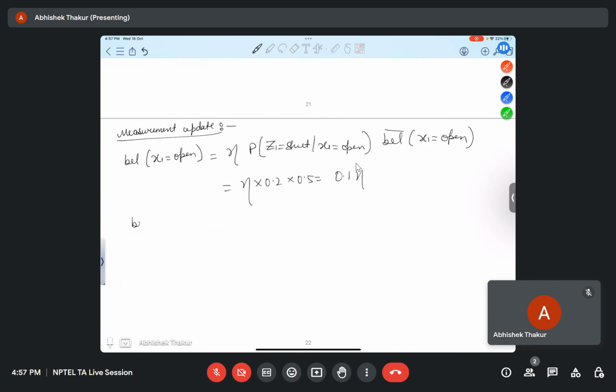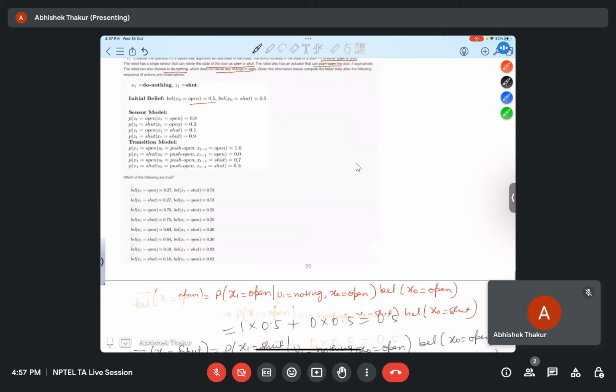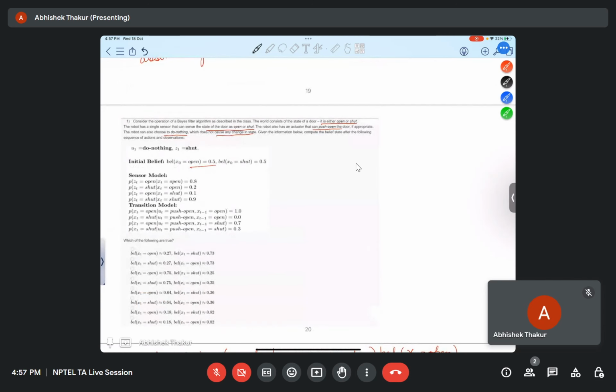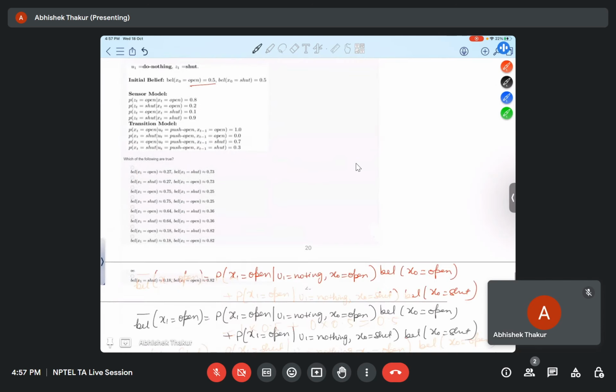Now belief of x1 is equal to shut is equal to eta times probability of z1 is equal to shut such that x1 is equal to shut, into belief bar of x1 is equal to shut. So this value is eta times probability of z1 shut such that x1 shut, which is given as 0.9.